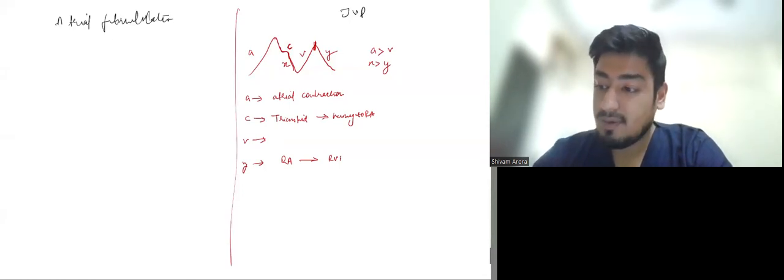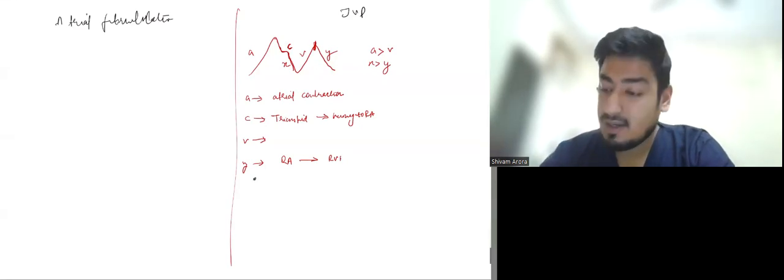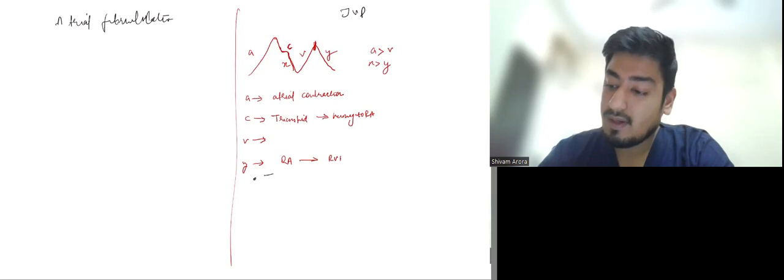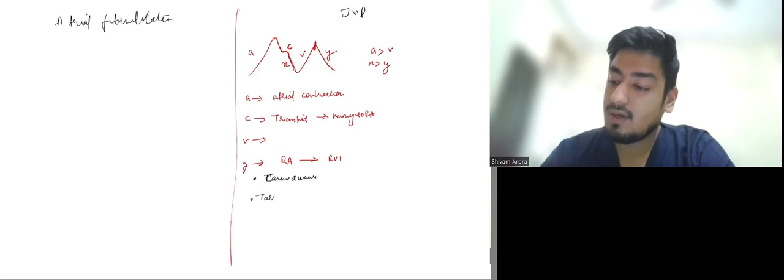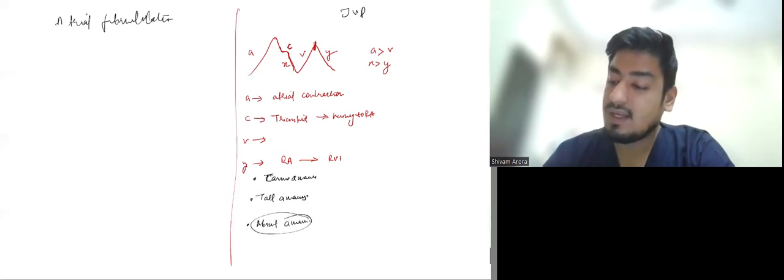Now, what are the abnormal things in the JVP? Abnormal things in JVP can be Canon A waves, tall A waves, absent A waves. Clear? So absent A wave, as we have discussed, is seen in atrial fibrillation. Tall A wave and Canon A wave.